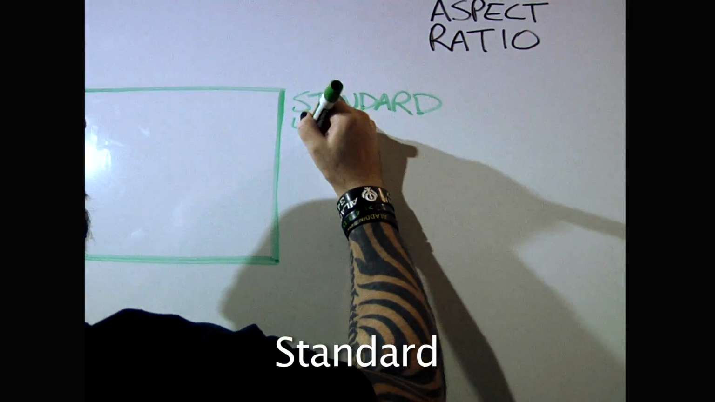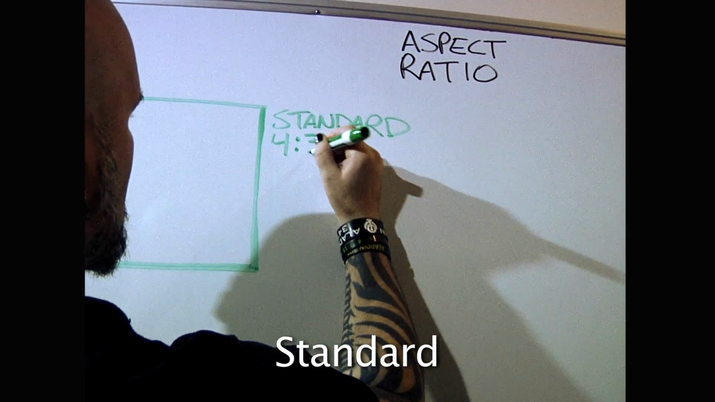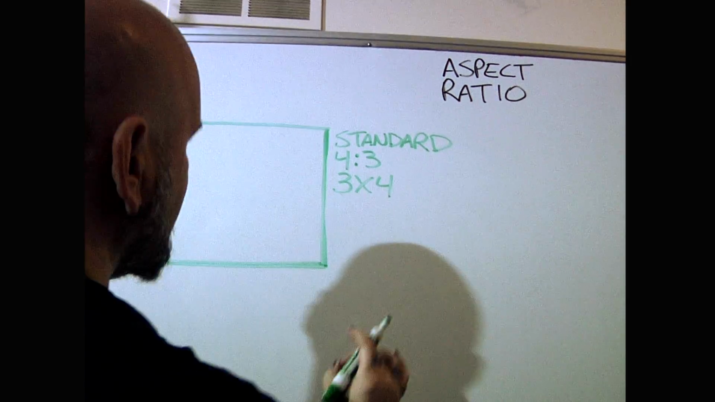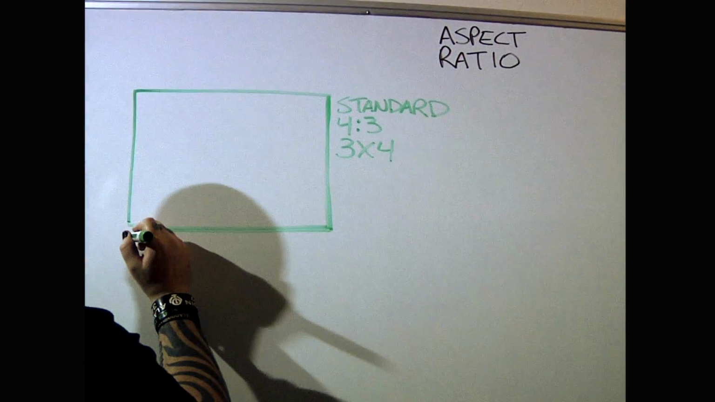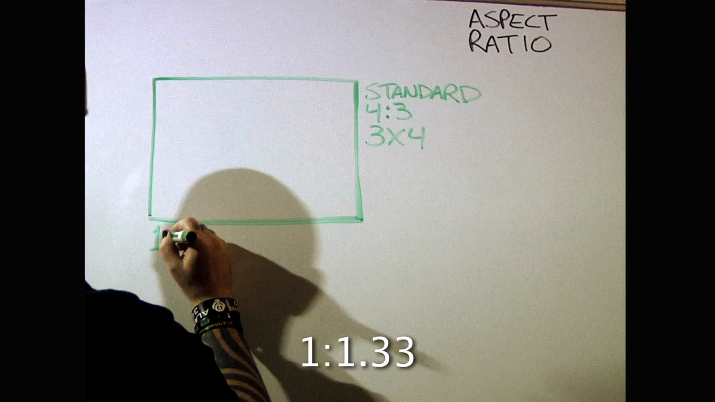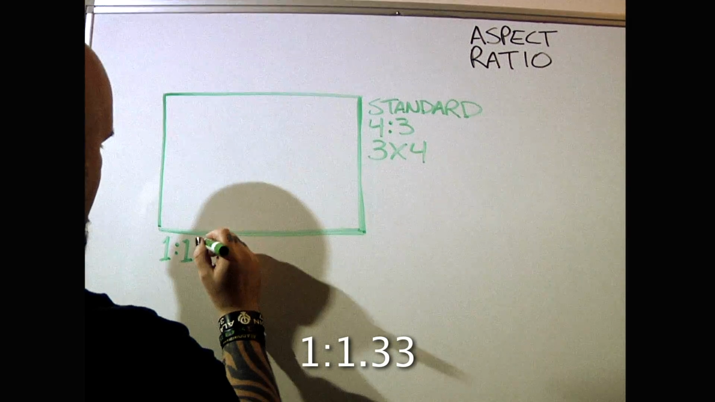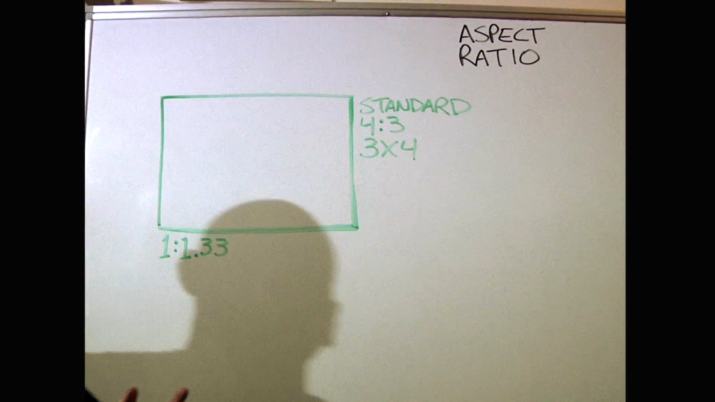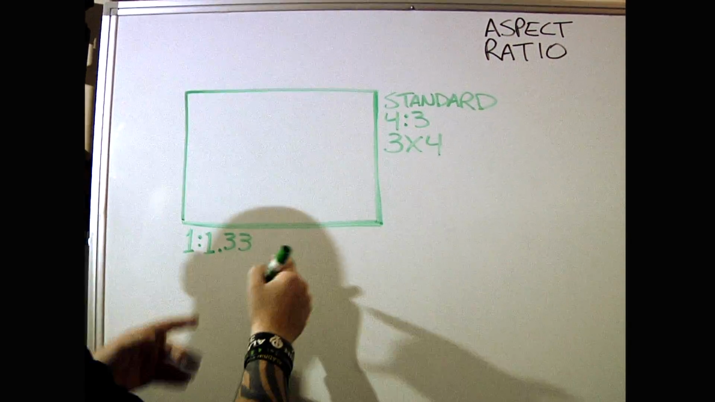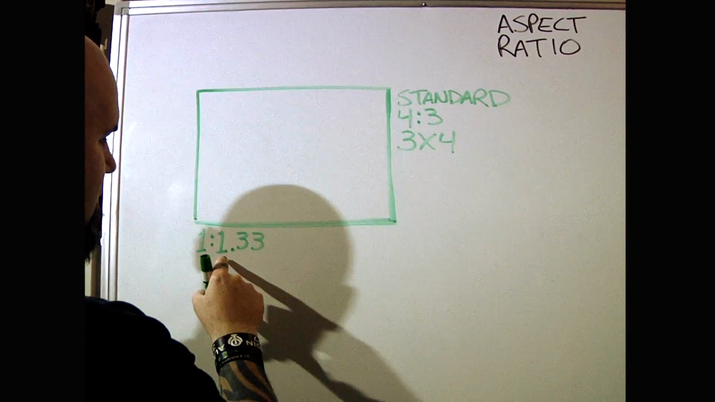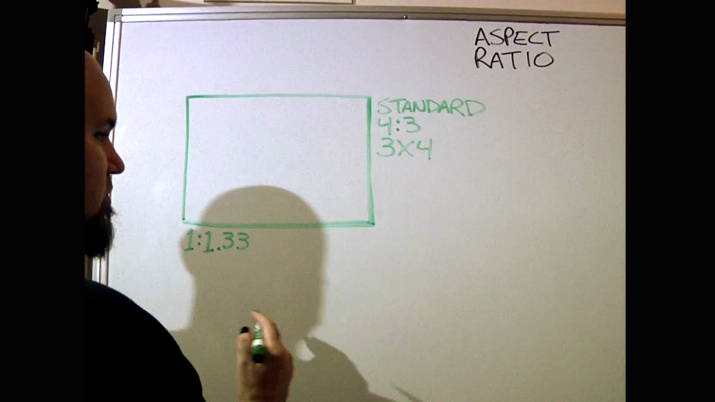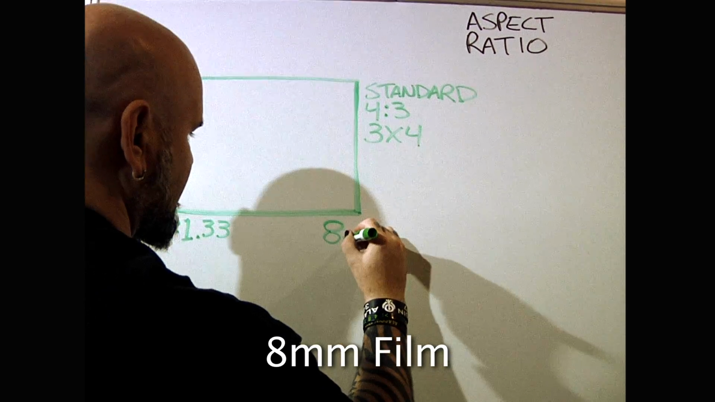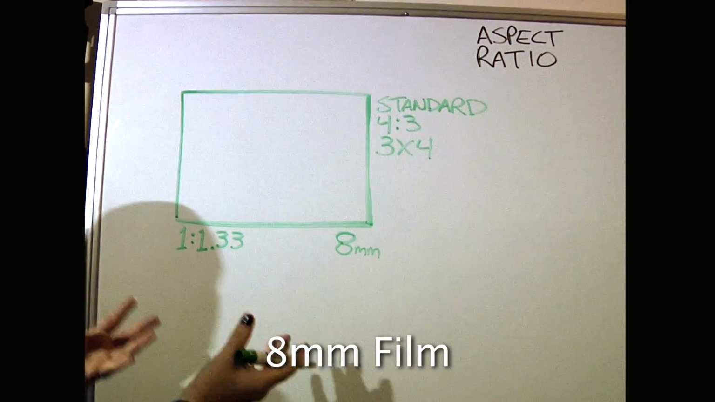Also, sometimes people will refer to it as 4:3 or 3:4. And the official aspect ratio is actually 1:1.33. So if you're ever looking on the back of a DVD or a Blu-ray and you've got something at this aspect ratio, this is usually the formula that you'll see right here. This was actually created with the advent of 8mm film. So this is kind of where film began.